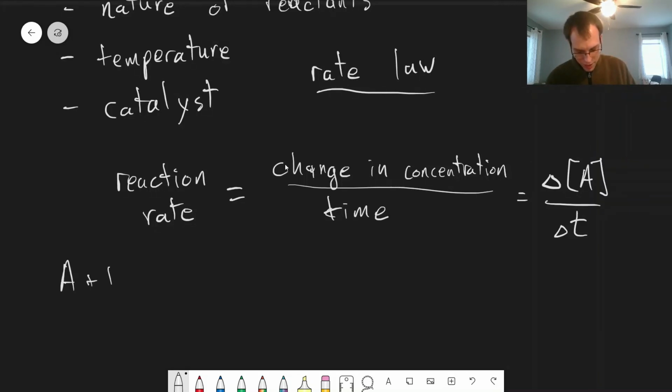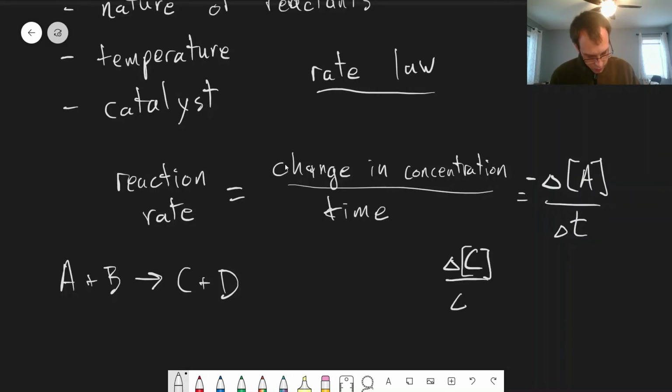Let's say we have A plus B going to C plus D. As physical chemists, this is our favorite chemical reaction, just a generic reaction. Right, and so this would be the change in concentration of A. This would be a negative value, because we lose A. We could also write this as C or D appearing, right? So the change in the concentration of C over the change in time, this would be a positive value because we are increasing the concentration of C as the reaction goes along.